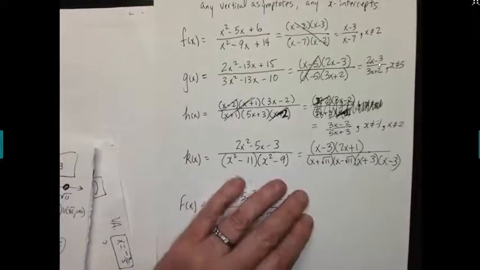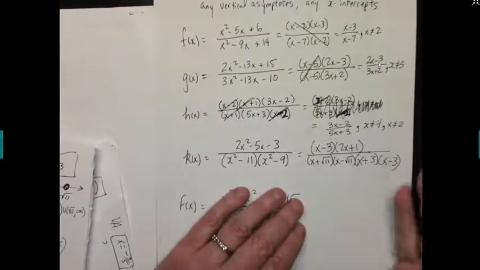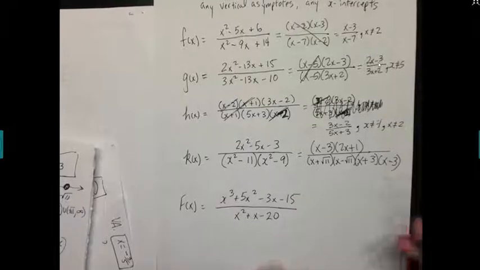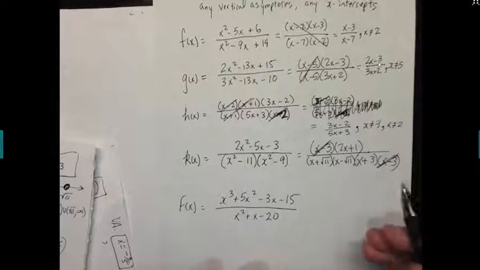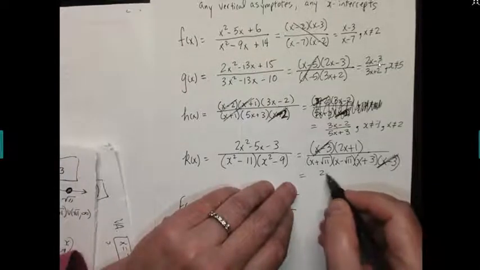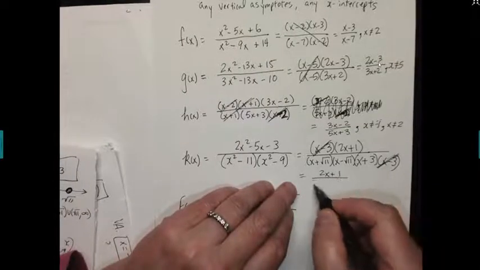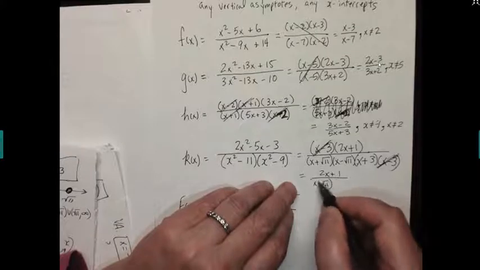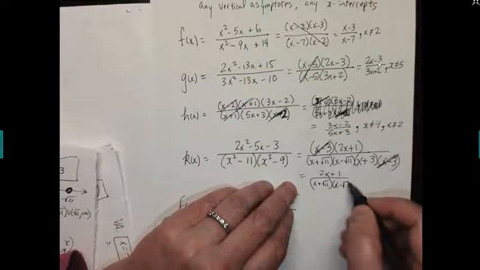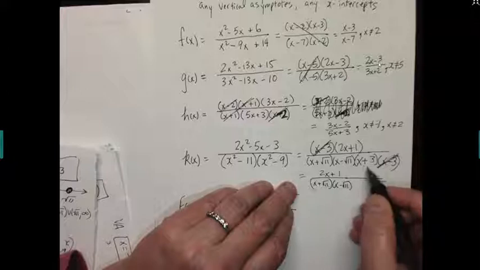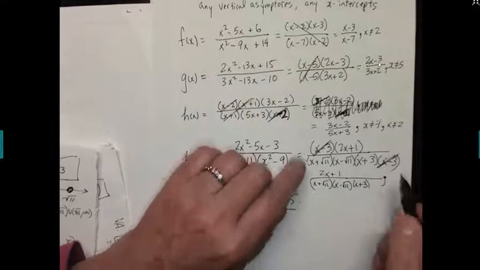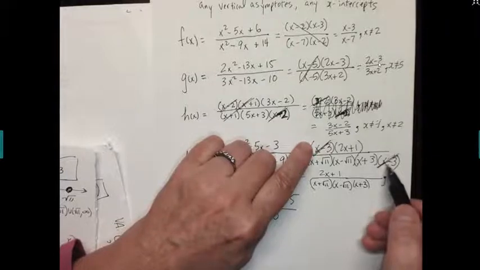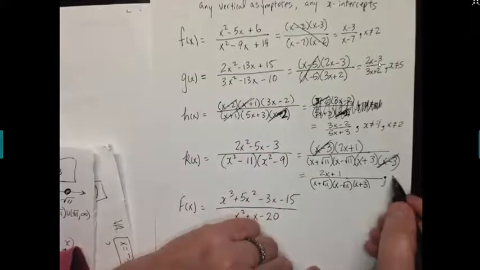That's interval form. Okay. Now, how many holes will there be? There will be one hole because I make one cancellation. So in lowest form, this is 2x plus 1 over x plus the square root of 11 times x minus the square root of 11 times x plus 3. But we have to include x is not equal to 3 because I made this cancellation when x was 3.